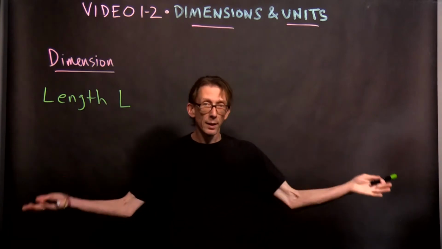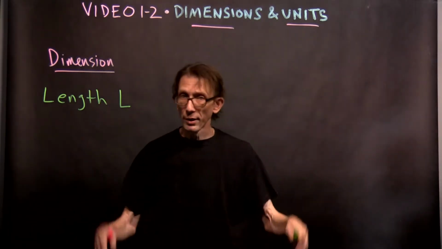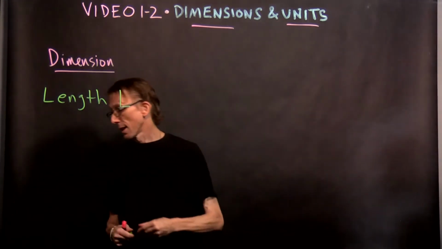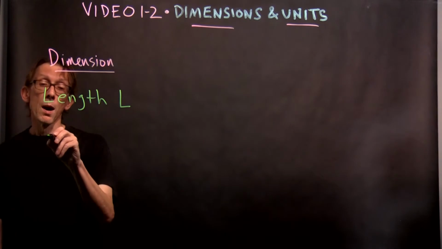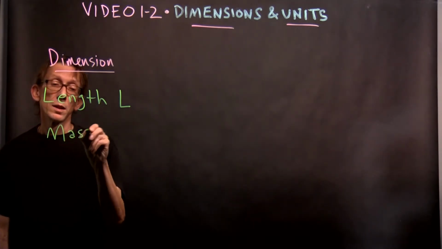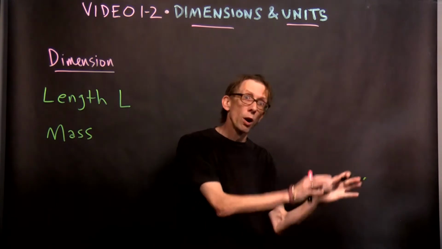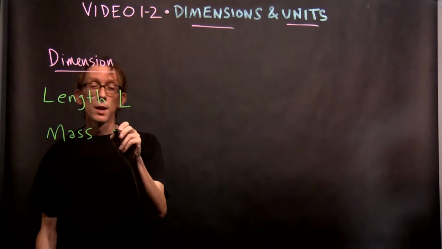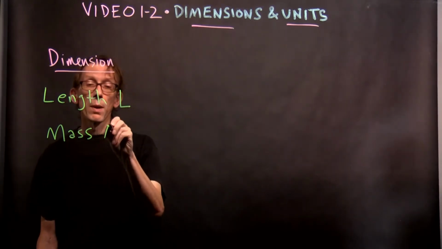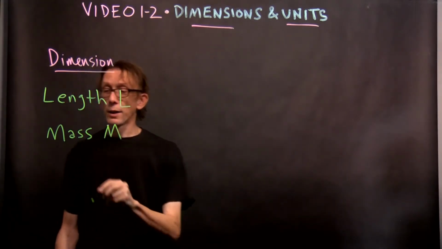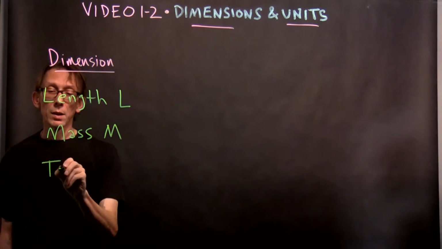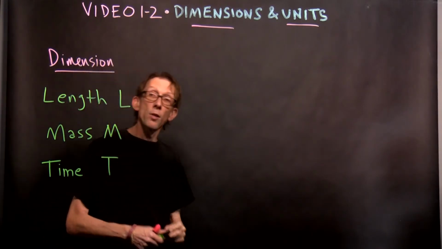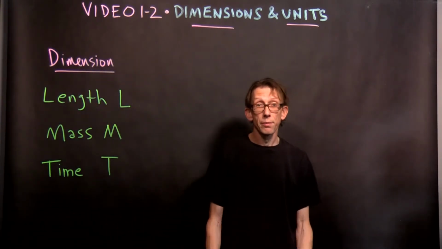Not all lengths. Sometimes we might call it length X, sometimes you might call it D, but length, the dimension length, is symbolized by capital L. Mass, we don't even know what mass is yet. We're going to talk about mass plenty later on, but just know that there is a dimension called mass, and it, surprisingly, is notated by capital M. And finally, the dimension of time, which is capital T. Those are our dimensions.